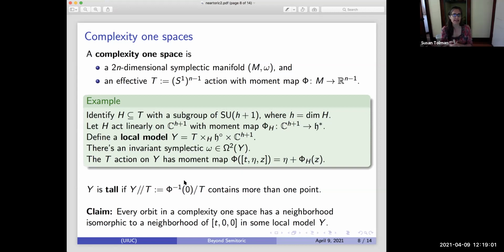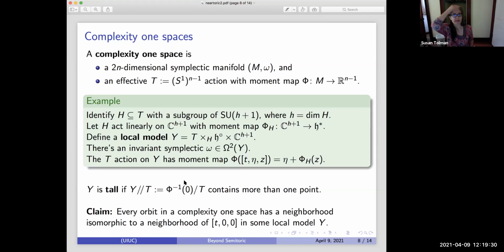So what is a complexity 1 space? A complexity 1 space is a 2n-dimensional symplectic manifold (M, ω) and an effective torus action, an (S¹)^(n-1), an (n-1)-dimensional torus, with moment map Φ from M to R^(n-1). So this is like the toric case, but my torus is just 1-dimensional smaller.